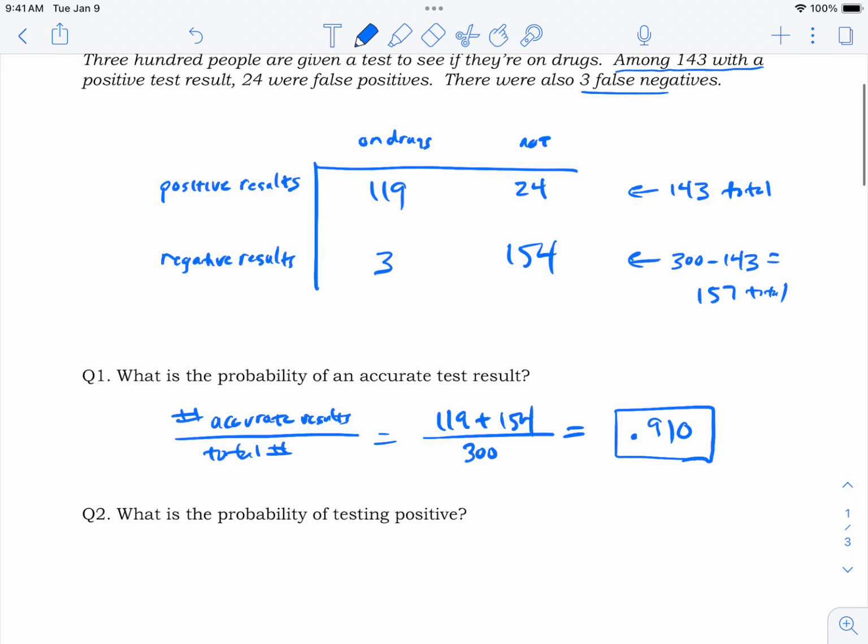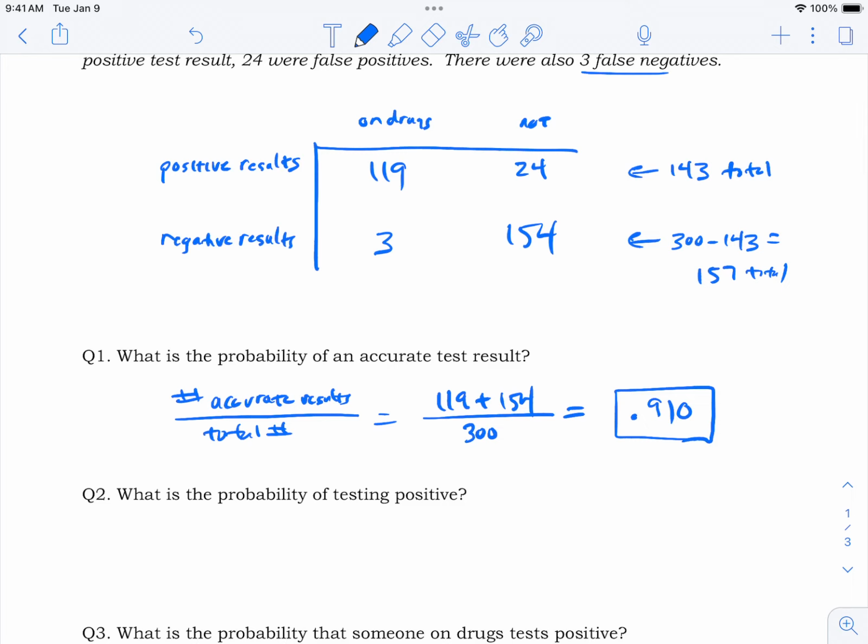Next question, what's the probability that you test positive? Testing positive. Well, again, we'll go back to our basic, count things up definition of probability. You would count the number of positive results over the total number of results. And so the total number of positive results, well, actually, we'd need to add both of those together because you got a positive result here and it was right. You got a positive result here and it was wrong, but it was still a positive result. So the positive result is 119 plus those 24, and this is out of 300 again, 300 total results.